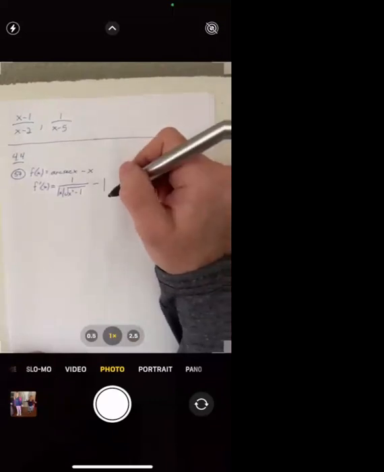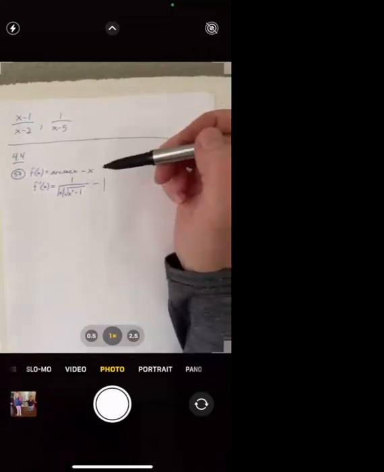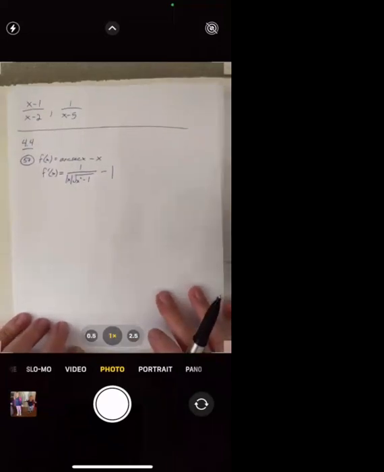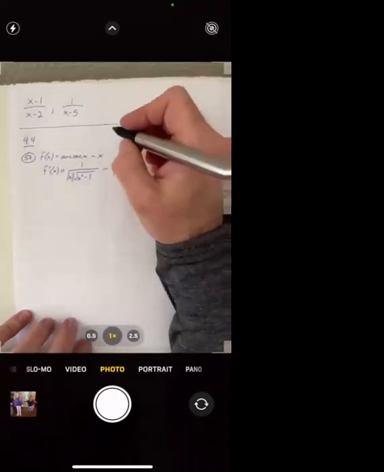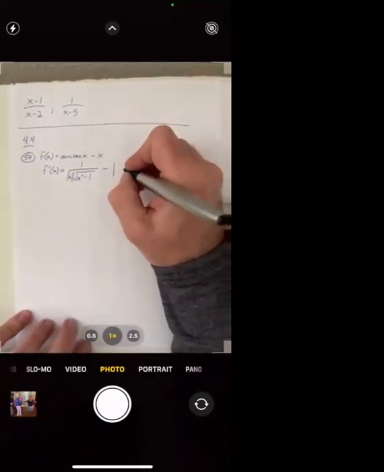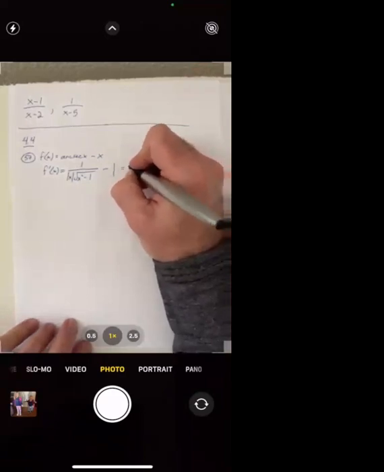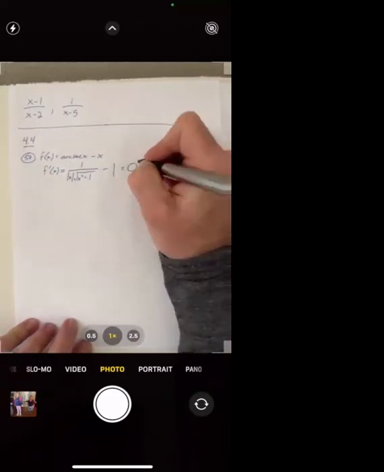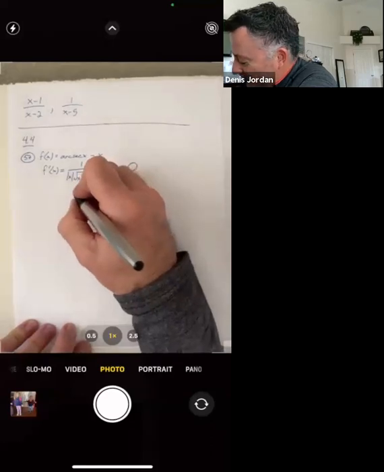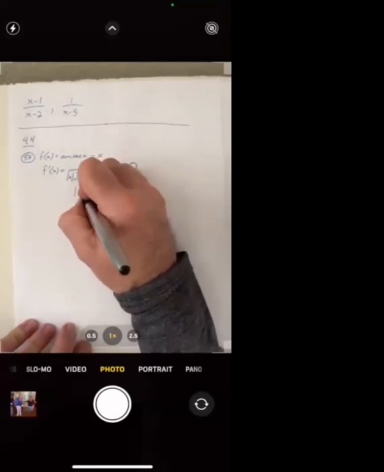So I think I ran into trouble because I did that. And then now I'm trying to find critical numbers, I think. And so I'm trying to find where this is equal to 0. And I just couldn't do it. You couldn't. Okay.